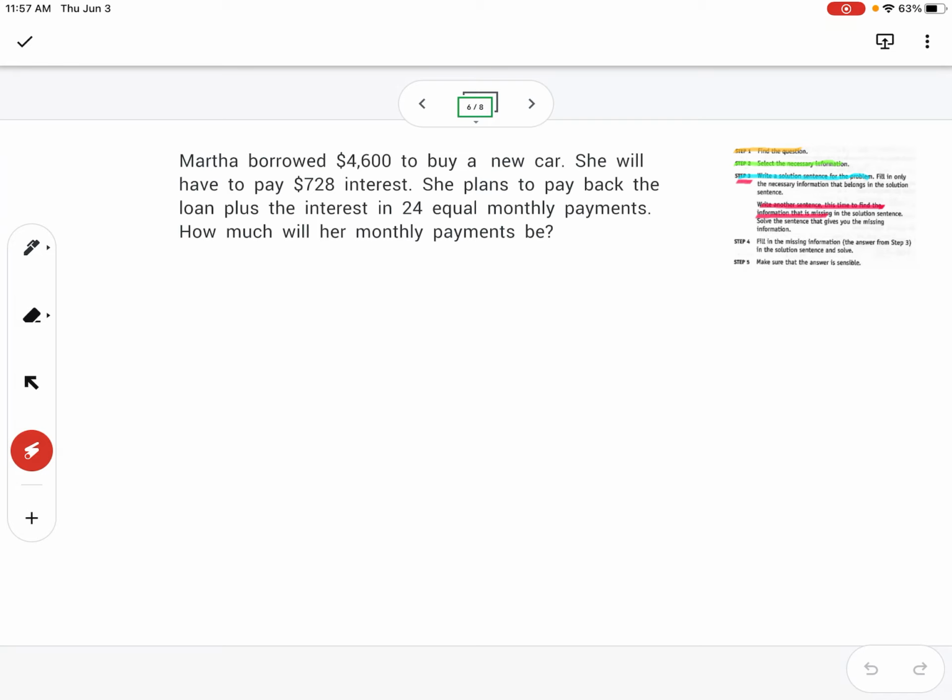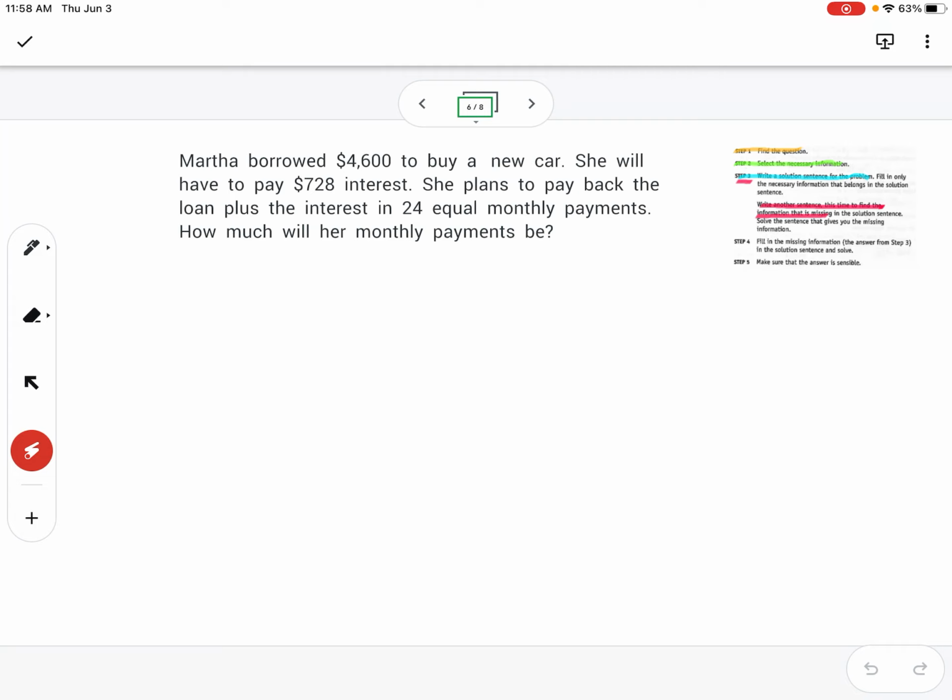All right, so this problem. Martha borrowed $4,600 to buy a new car. She will have to pay $728 in interest. She plans to pay back the loan plus the interest in 24 equal monthly payments. How much will her monthly payments be?